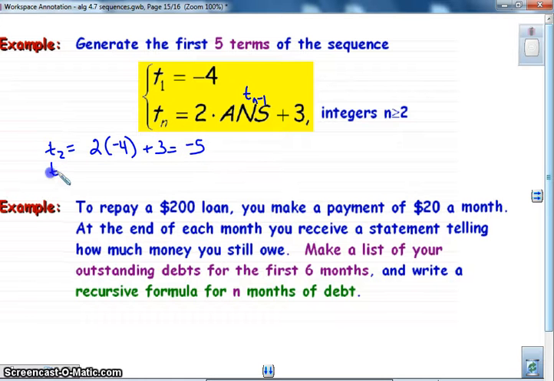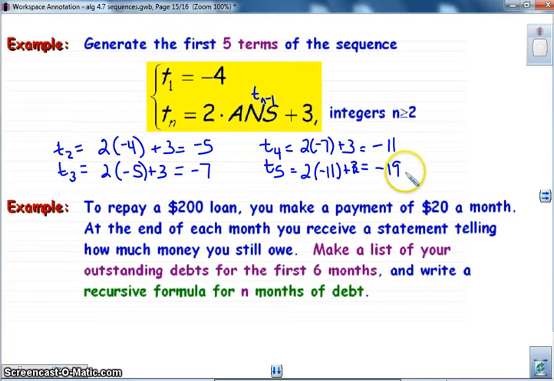Which in this case should be -5. What is term 3 going to be? Term 3 is going to be 2 times the previous, -5, plus 3. So we have -10 plus 3. Our next one is going to be -7. I would like you right now to compute T4 and T5 while the video is paused. Notice I listed the next 2 terms. If you need to pause the video, you could then write out our sequence. It's -4, -5, -7, -11, -19. And there is a pattern.